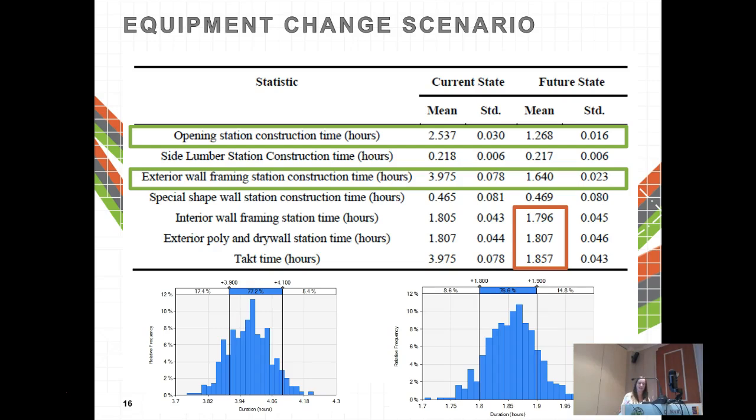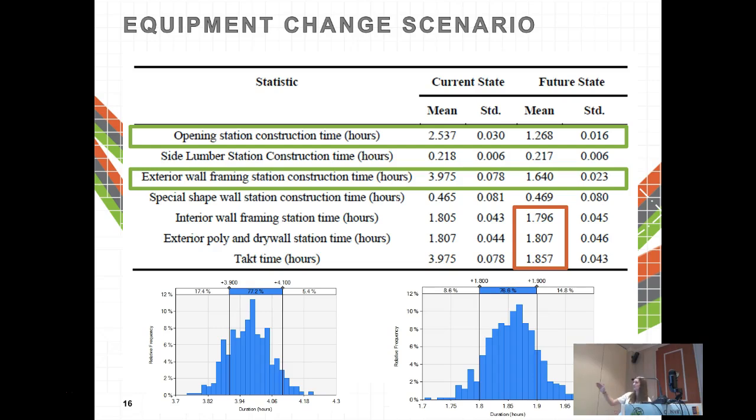So with a similar idea for wood, we eliminated some of the wasted time, like the walking out of the joists and of the studs in the simulation model, and then we looked at the future state time for this. So again, the two major stations in the green, you can see that it decreased the opening station time and also decreased the exterior wall framing construction time. So now you can see we have a more balanced production line.